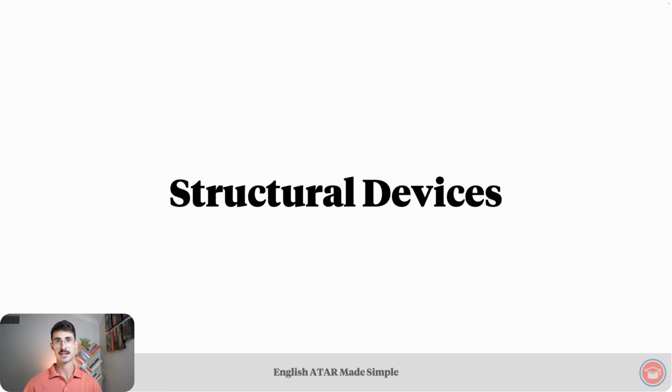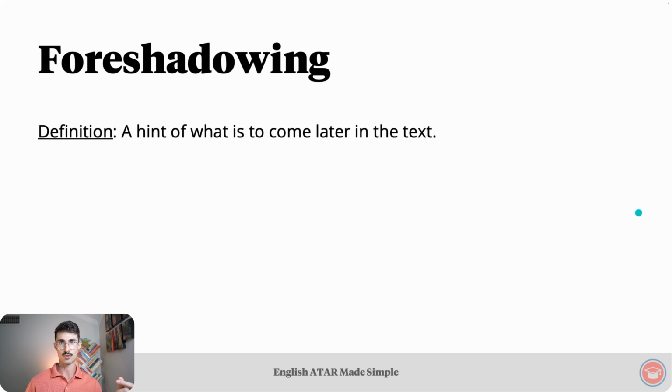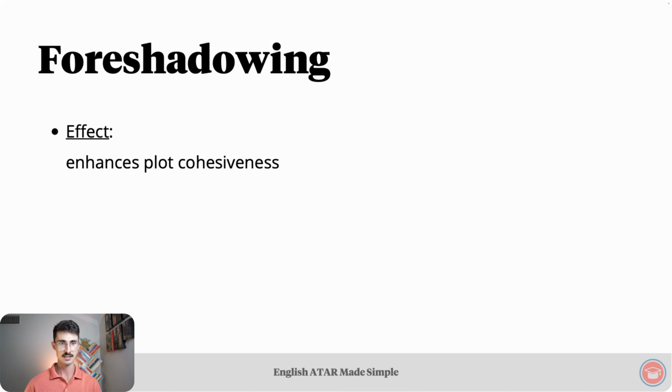Now let's move on to the next part of the lesson, which is all about structural devices. Just an FYI, these structural devices are mainly applicable to passage or scene structure and whole text structure, and they don't apply to sentence structure or syntax. First device, foreshadowing. Definition, a hint of what is to come later in the text. Effect, it enhances plot cohesiveness.